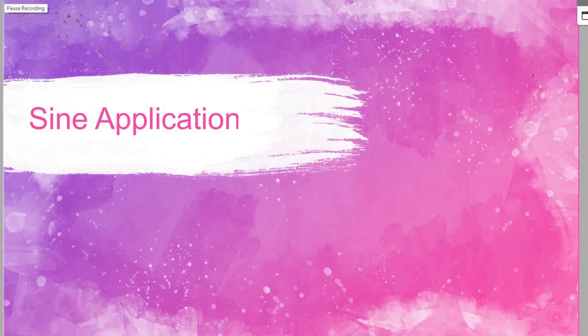So there's two different types of places that you can see these applications. The first is in things like sine waves, which can be used to represent sound waves as well as light waves. Now, those applications are a little bit more complicated, so we're not going to look at those.